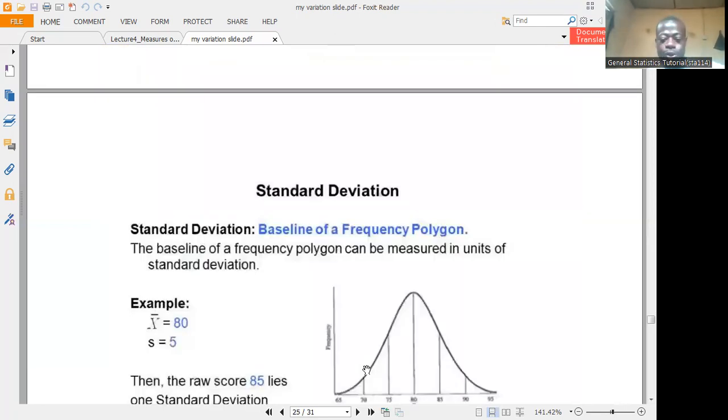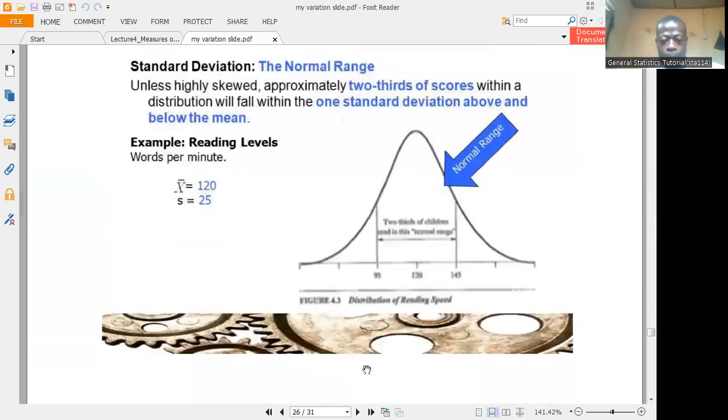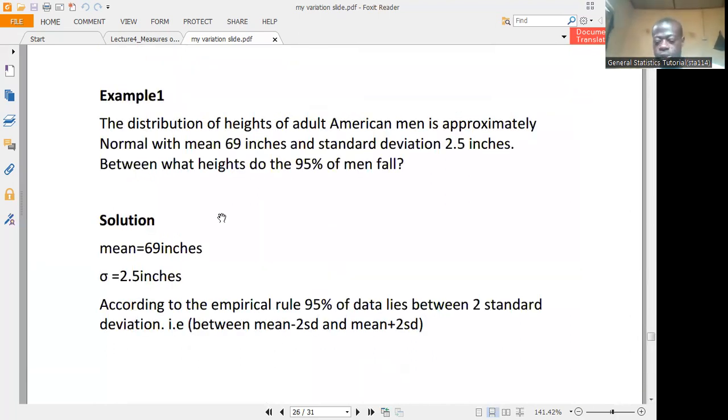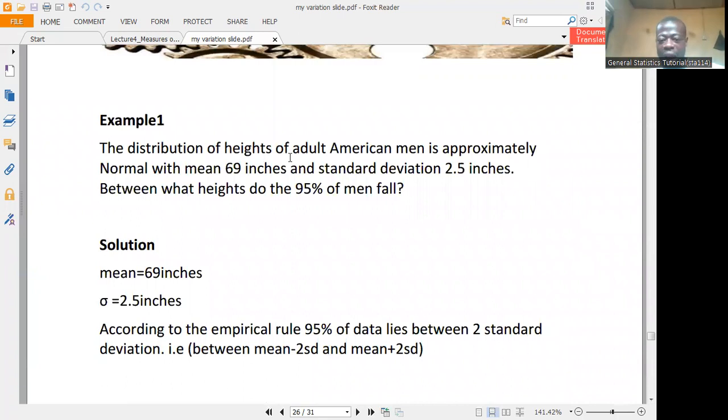Let's take a look at a sample so that we can understand what we are trying to say here. Let's say example 1. Look at this question. The question states the distribution of the height of adult American males is approximately normal. That means it is normally distributed with a mean of 69 inches and a standard deviation of 2.5. That's all we need for any normal distribution data. Now we've gotten our mean and standard deviation. Then what is the question? The question says, between what heights do 95% of men fall? The person is asking what range 95% of men will fall in.